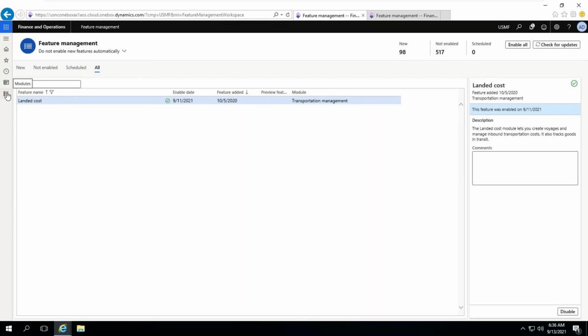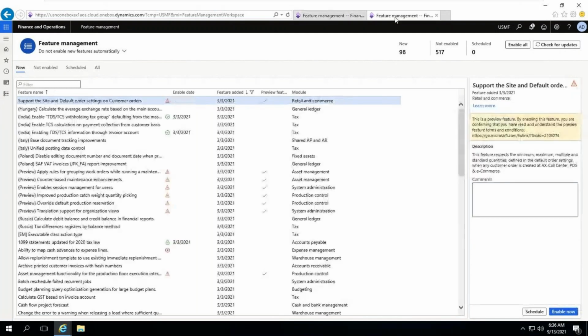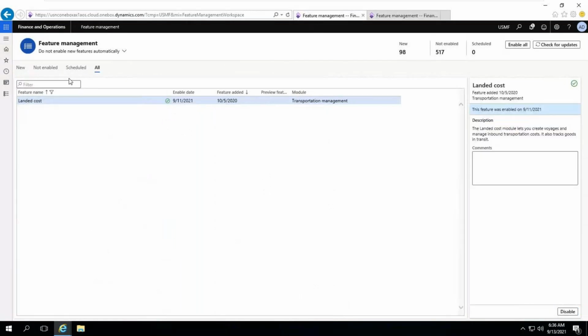Fine. Okay, so let us understand landed cost first. Let me show you. Not landed cost, I'm sorry. First, let me explain the purchase charges, the charges-related information. Let me open the purchase orders.